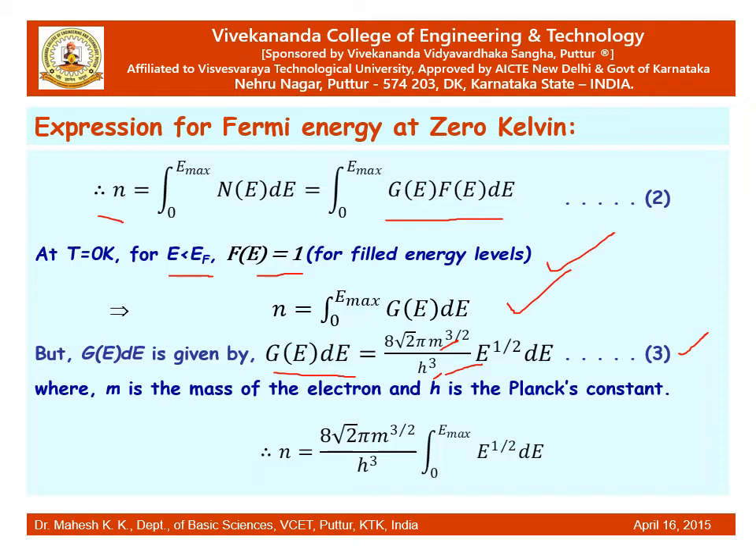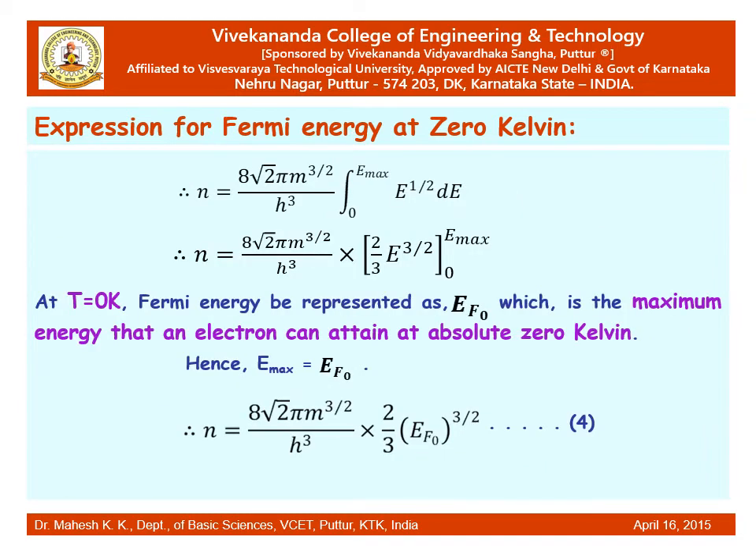Therefore, if you simplify, then n is equal to 8 root 2 pi m to the power 3 by 2 divided by h cube, times the integration from 0 to E max of E to the power half dE. In this slide, initially we have the first equation from the previous slide. If you solve this integration, you are going to get 2 by 3 E to the power 3 by 2 from 0 to E max.